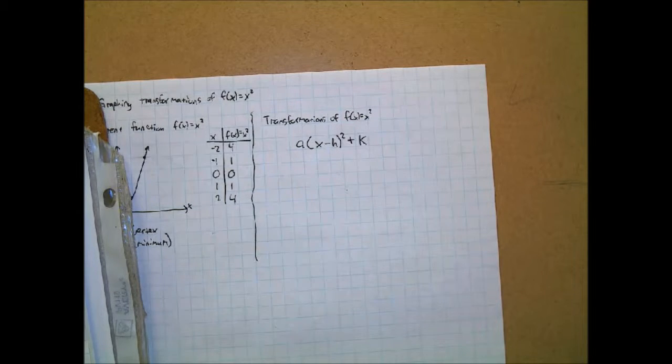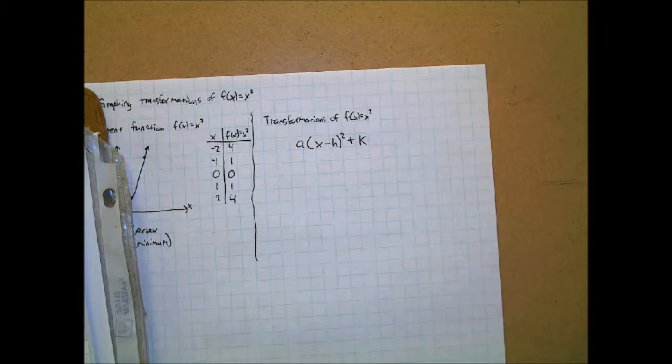What's that? Go ahead. A is the starting point. Okay, what does a do? How does it transform things? Teresa, does it tell me if it flips? Okay, so what a values make it flip or not? If it's negative, it'll flip and be concave down. If it's positive, it stays concave up. Okay, that's right. Jack, did you have something you wanted to say?